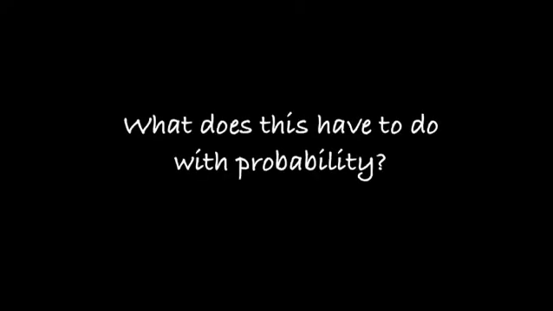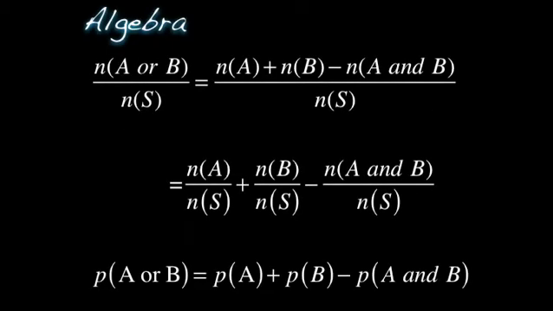What does this have to do with probability? Once again from algebra, if I take the addition rule for counting and I divide both sides by n of s, on the right hand side, n of s is dividing all 3 of those terms. So if I look at line 2, n of a is divided by n of s, so is n of b, and so is n of a and b.